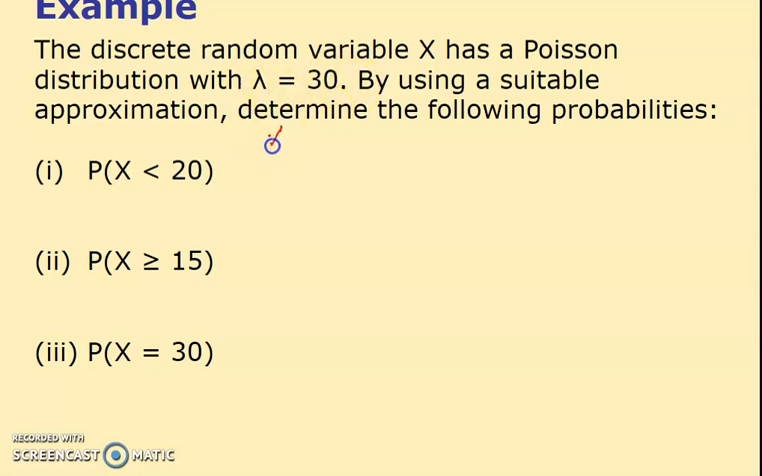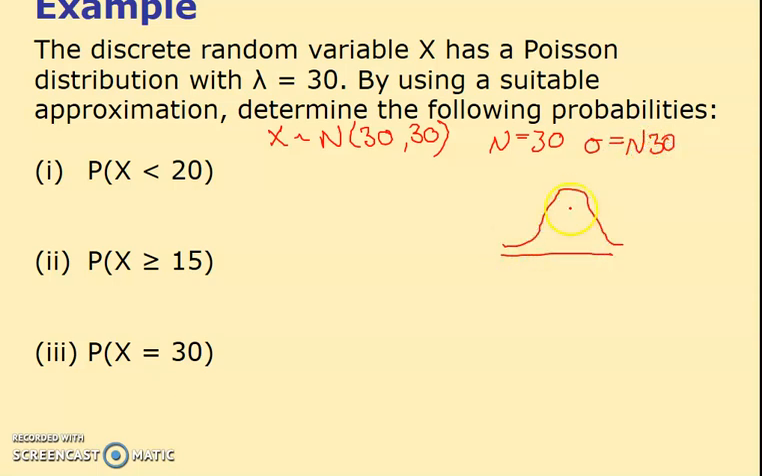We've got this here, that lambda is 30. Now the nice thing about this is therefore X is normal 30, comma 30. That wasn't that weird. Mu is 30, and it's the sigma. Well, I'm going to write sigma is root 30. That's the important thing to note.